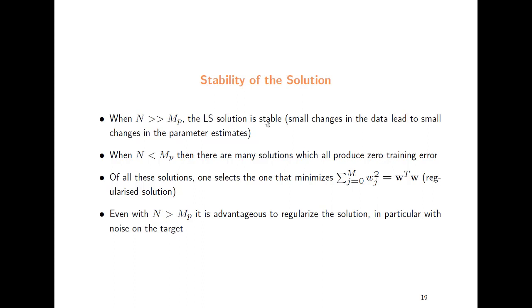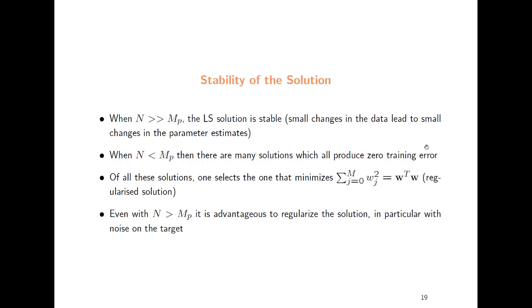But the training error will typically be not 0, some finite number. When we have fewer data points than parameters, then there are many solutions, so the solution is not unique, and they all produce 0 training error. So which one should we take of all these possible solutions?